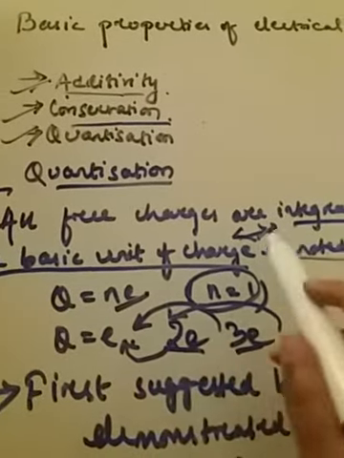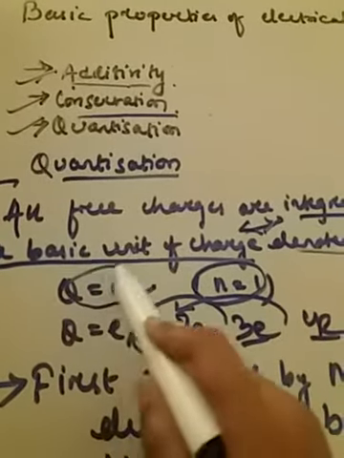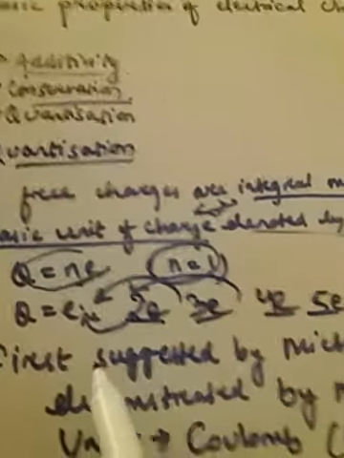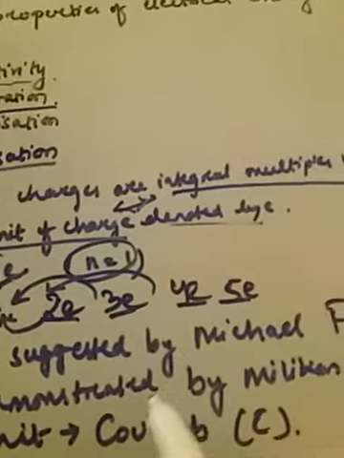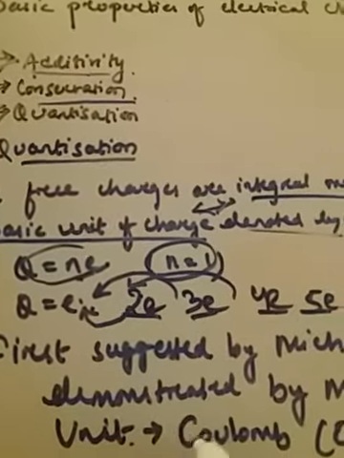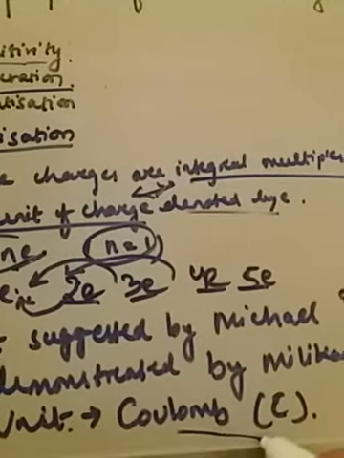And what is that? It is defined here. Q is equal to Ne, integral multiples. This was first suggested by Michael Faraday and was demonstrated by Millikan. The SI unit of charge is known as Coulomb, C.